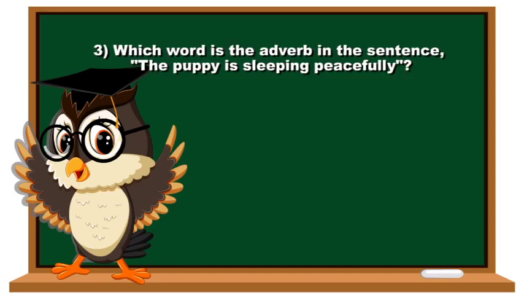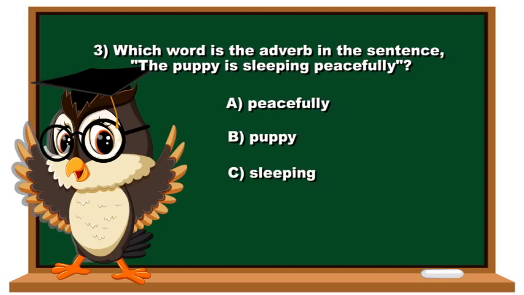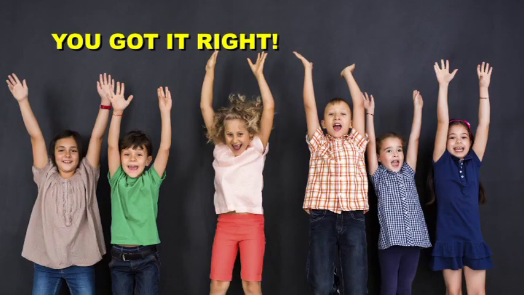Question 3. Which word is the adverb in the sentence, the puppy is sleeping peacefully? A. Peacefully. B. Puppy. C. Sleeping. D. Is. If you said A, peacefully is the adverb, you got it right. Amazing job!